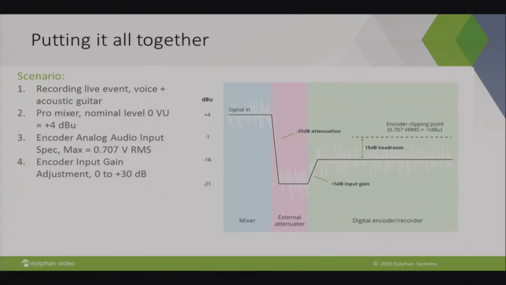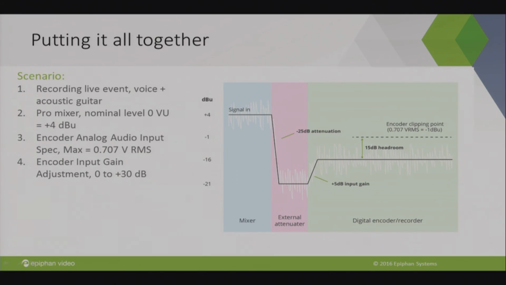The peaks are going to be above that. So I need to insert an attenuator. I put a 25 dB attenuator in there, which pulls the signal way down to minus 21, so I can get it into my digital recorder. And then I use the gain setting inside the recorder to bring that up to minus 16. That gives me 15 dB of headroom, which is comfortable for recording that kind of thing.